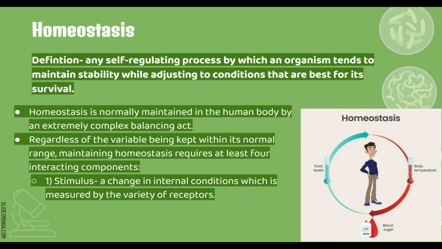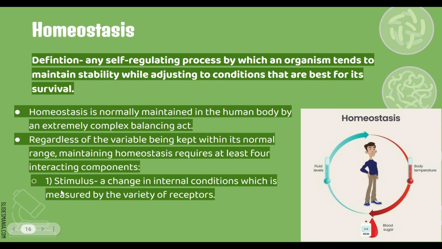So there are a lot of things that go into keeping your body homeostatic, right? In this state of homeostasis, a lot of things go into that, and we'll get into that as we go on. Regardless of the variable kept within its normal range, so again, that variable can be fluid levels, body temperature, blood sugar, maintaining homeostasis requires at least four interacting components, right? So there are four things that ensure that homeostasis is happening.